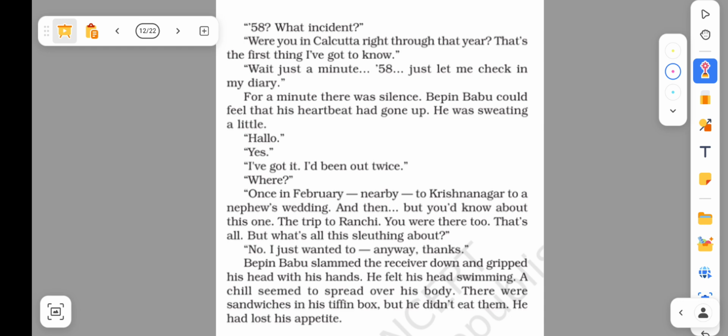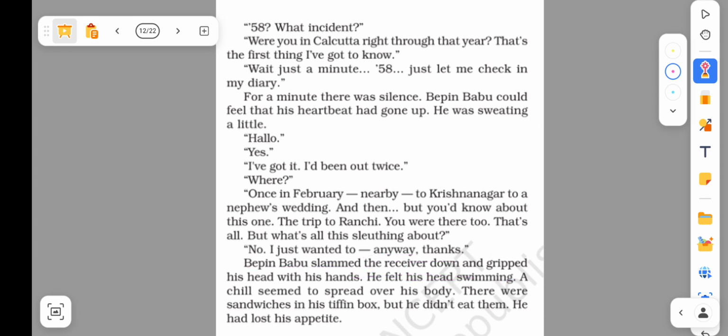That we were in Rachi once in February nearby Krishnanagar for a nephew's wedding, and then, but you would know the other one, the trip to Rachi. You were there too. What's all this sleuthing about? Now there is a new word, sleuthing. I need to look up this word. What is the meaning of sleuthing? Jasusi means jasusi karna, you can say. Why are you doing this jasusi about 1958? No, I just wanted to. He stopped there, and thanks.